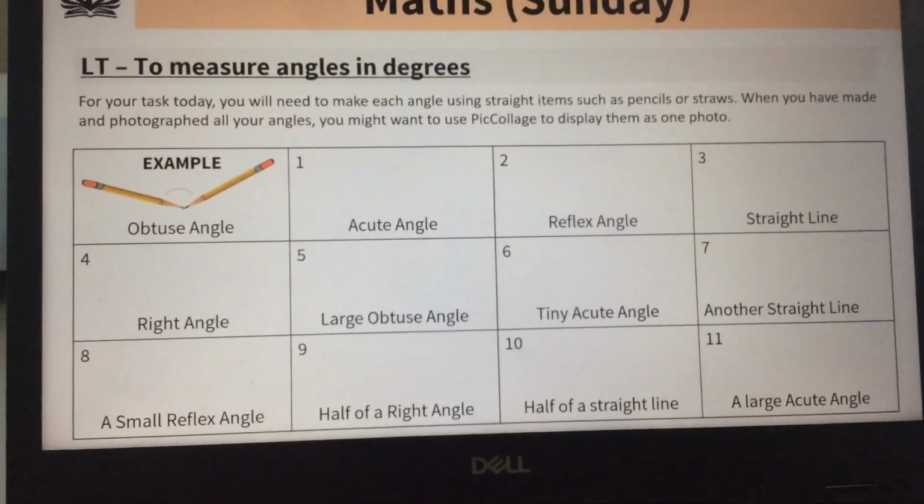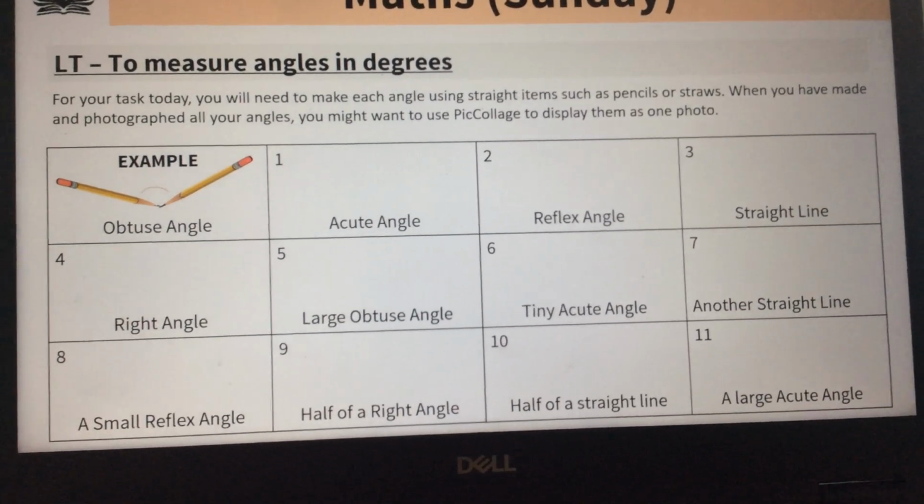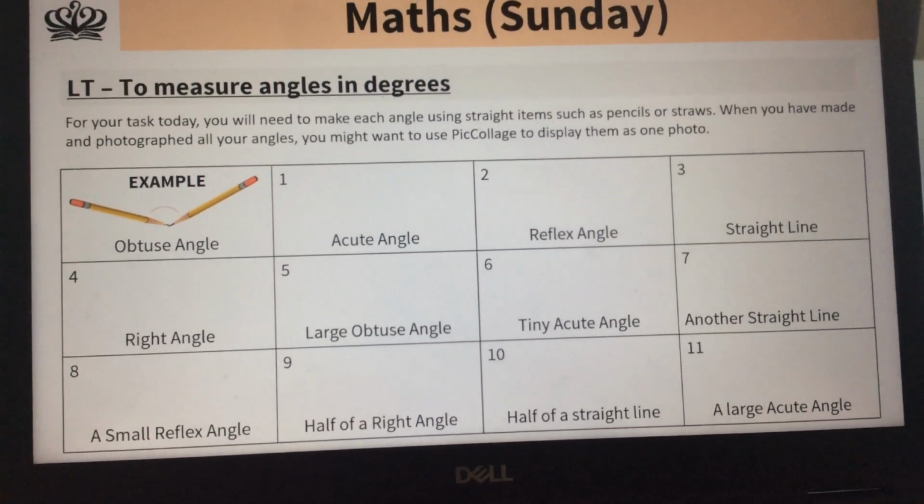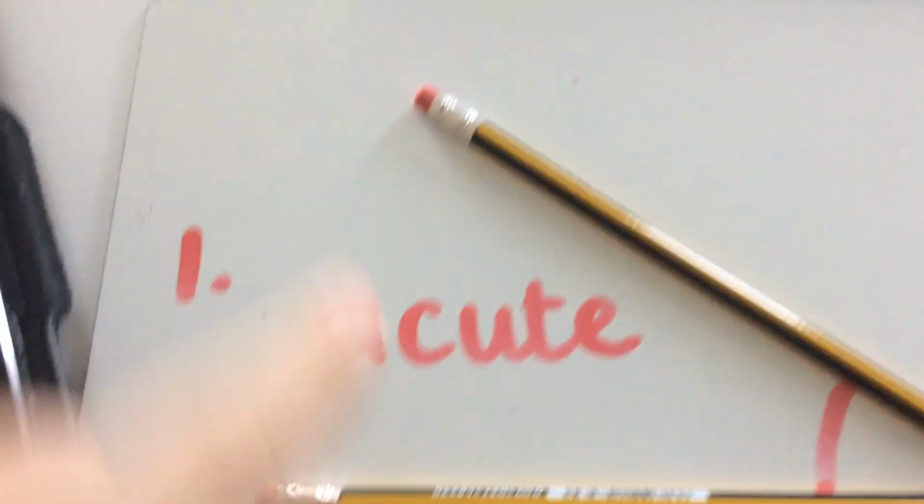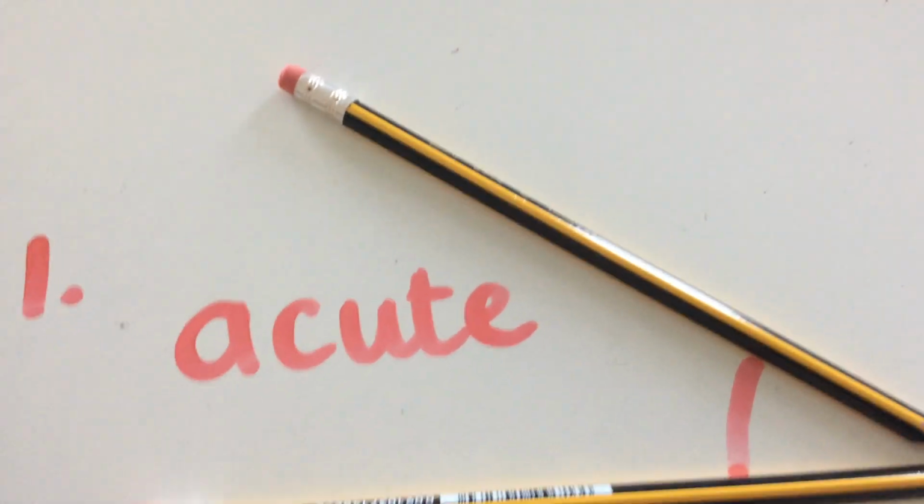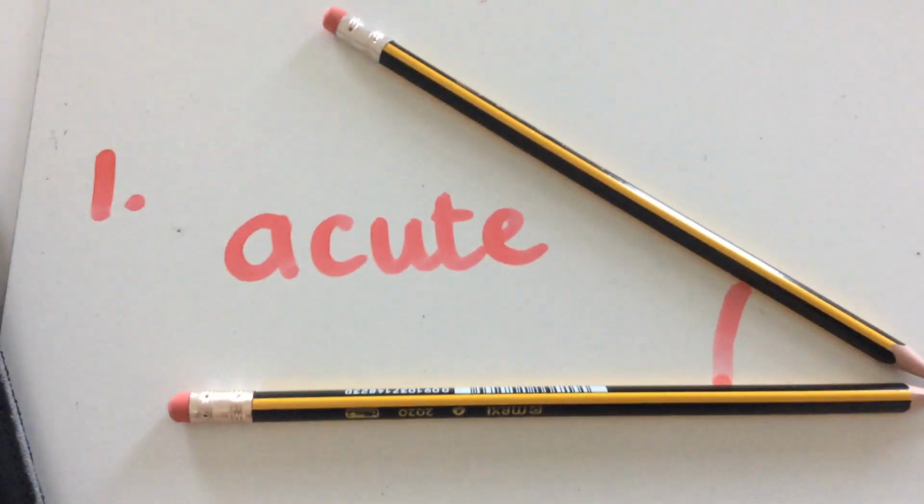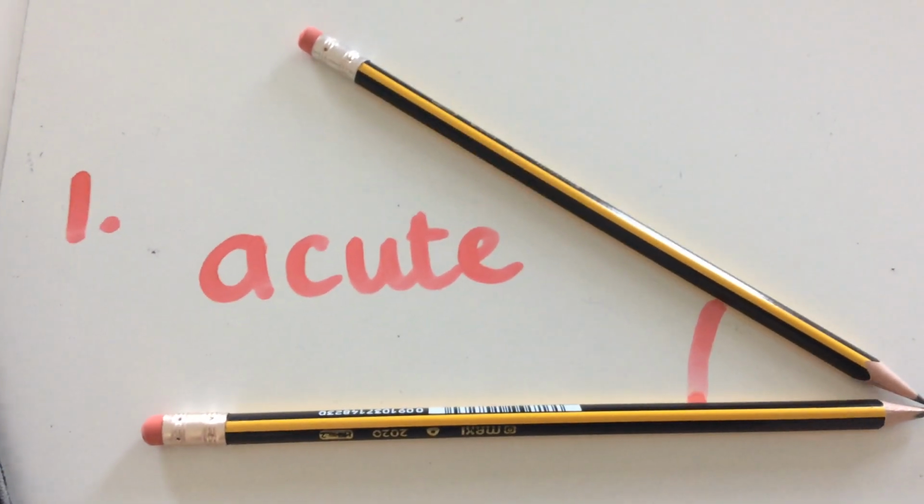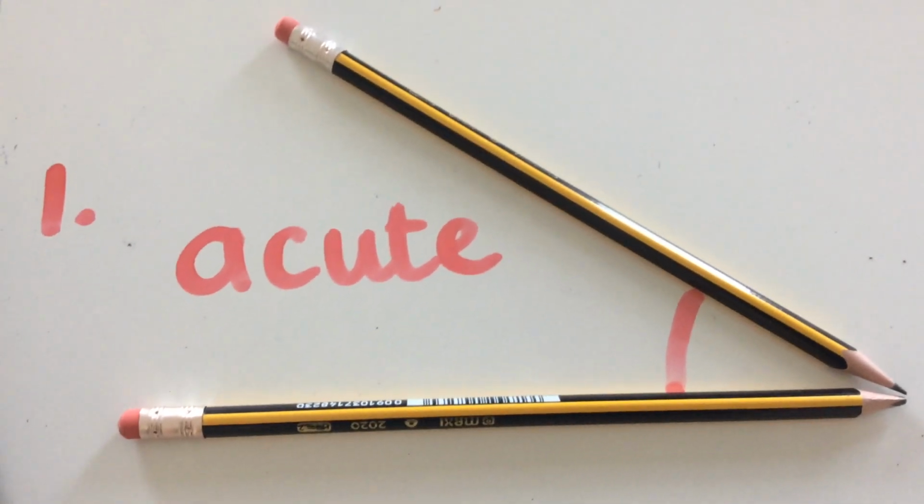Use what you've got at home. Get really confident using that vocabulary. So when you're making your angles, make sure you're saying, I'm making an acute angle, it's an acute angle because it's less than 90 degrees. If you're confident with that vocabulary and with that understanding, you'll be well set up for the rest of the week.